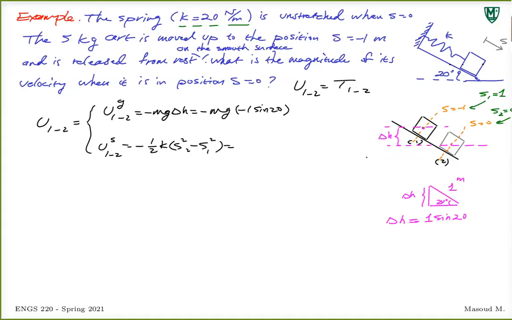So when we go up 1 unit, the spring is compressed 1 unit because at S equal to 0 it is unstretched. And when we're at S equal to 0, the spring is not stretched. So S2 is 0. So this becomes minus 1 over 2 k, which is 20, times S2 is 0, minus 1 squared. It becomes 10, basically.